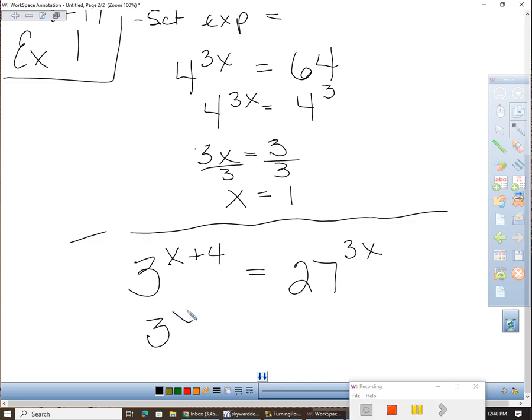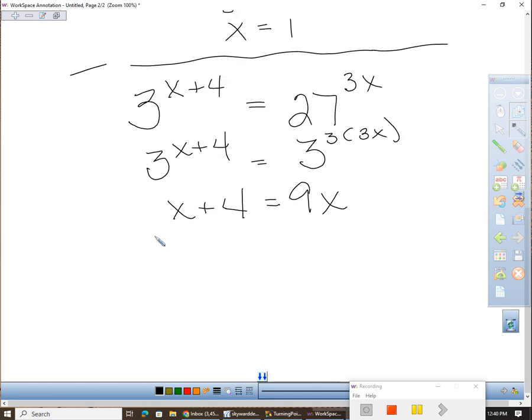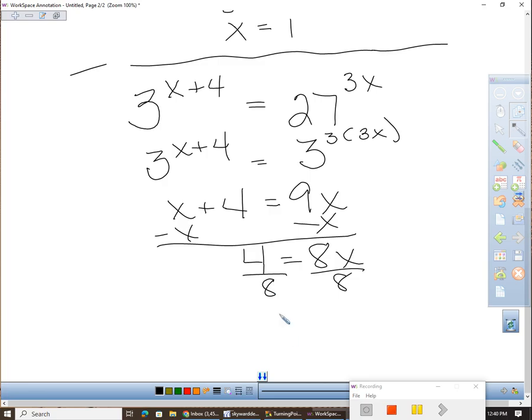So this one's going to stay 3 to the x plus 4. Over here, 27 is 3 to the 3rd power. And then we still have our 3x there. So now this is a one-to-one function, and we can set our exponents equal. So I have x plus 4 equals 9x. Subtract my x to the other side. I get 4 equals 8x, and divide both sides by 8. And x equals 4 over 8, or 1/2.